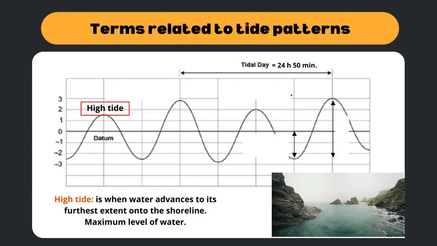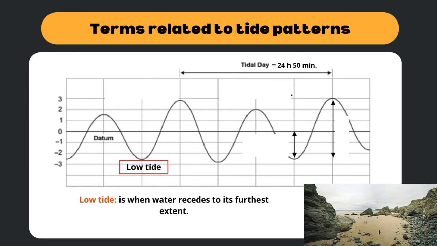Other terms related to the tidal waveform of equal importance are the high tide. High tide is when water advances to its furthest extent onto the shoreline, the maximum level of tidal height. The low tide is when tide level recedes to its furthest extent. This is the lowest point of tidal height.